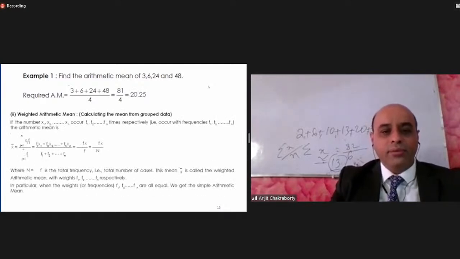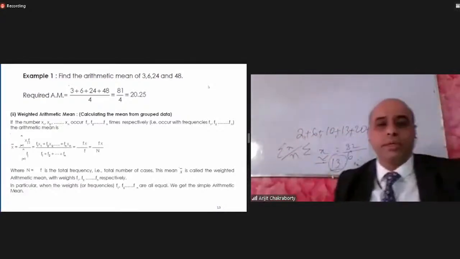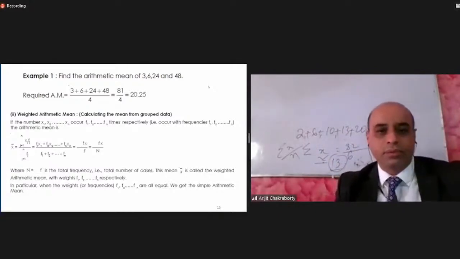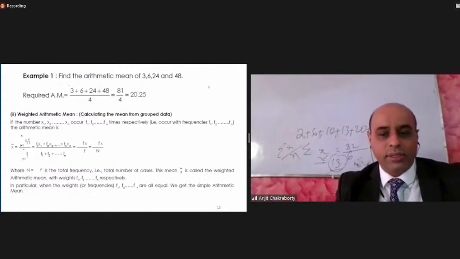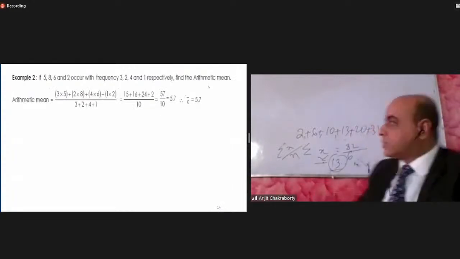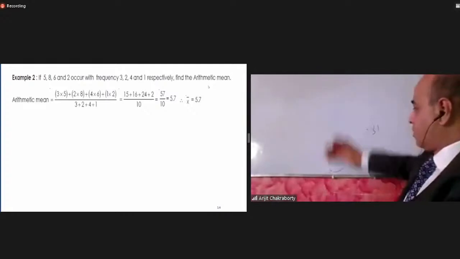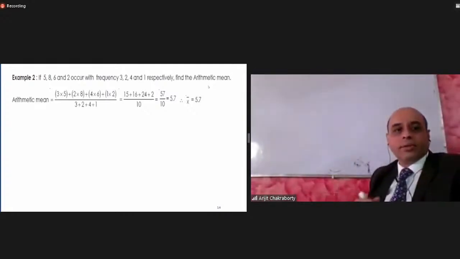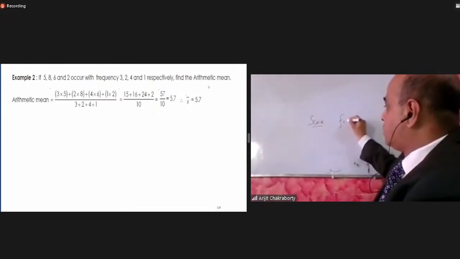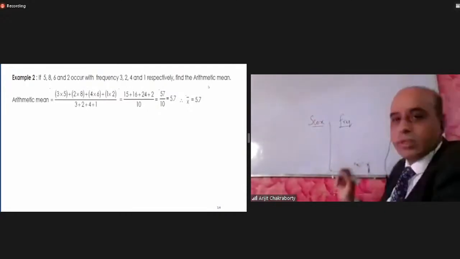Now, if we have frequency, the second one is weighted. This is simple because we have simple numbers here, there is no frequency. But what happens when there is a frequency? So we will take an example to understand what frequency is in this case. Let us take this situation where we have a table. I'm drawing a table here, and I'm writing score and frequency.